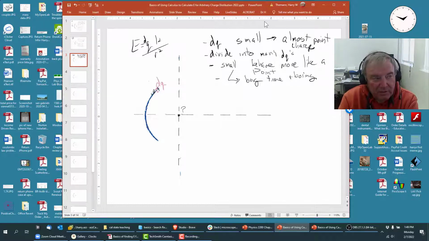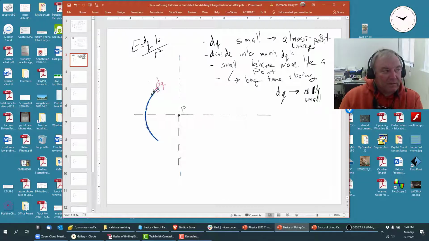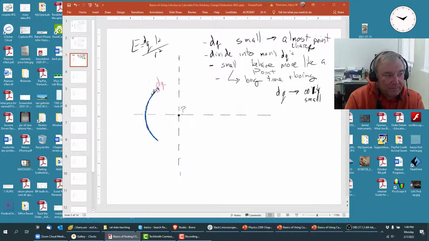But what we do know is that with calculus, we can make an infinite sum of infinitely small things. So if we let dq become infinitely small, then it will be a point charge. So then if we sum them up, we'll get the exact right field. Of course, that's not physically possible for a human being to do, but that's where the integration comes in.